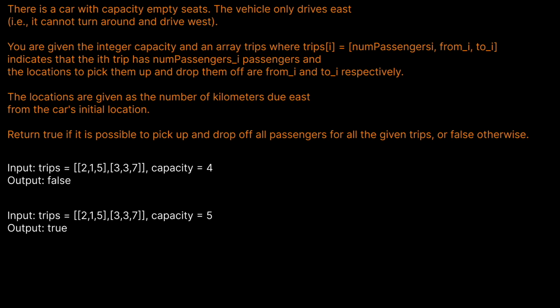Today we're going to be solving Leetcode problem 1094, carpooling. There is a car with capacity empty seats. The vehicle only drives east, i.e. it cannot turn around and drive west.